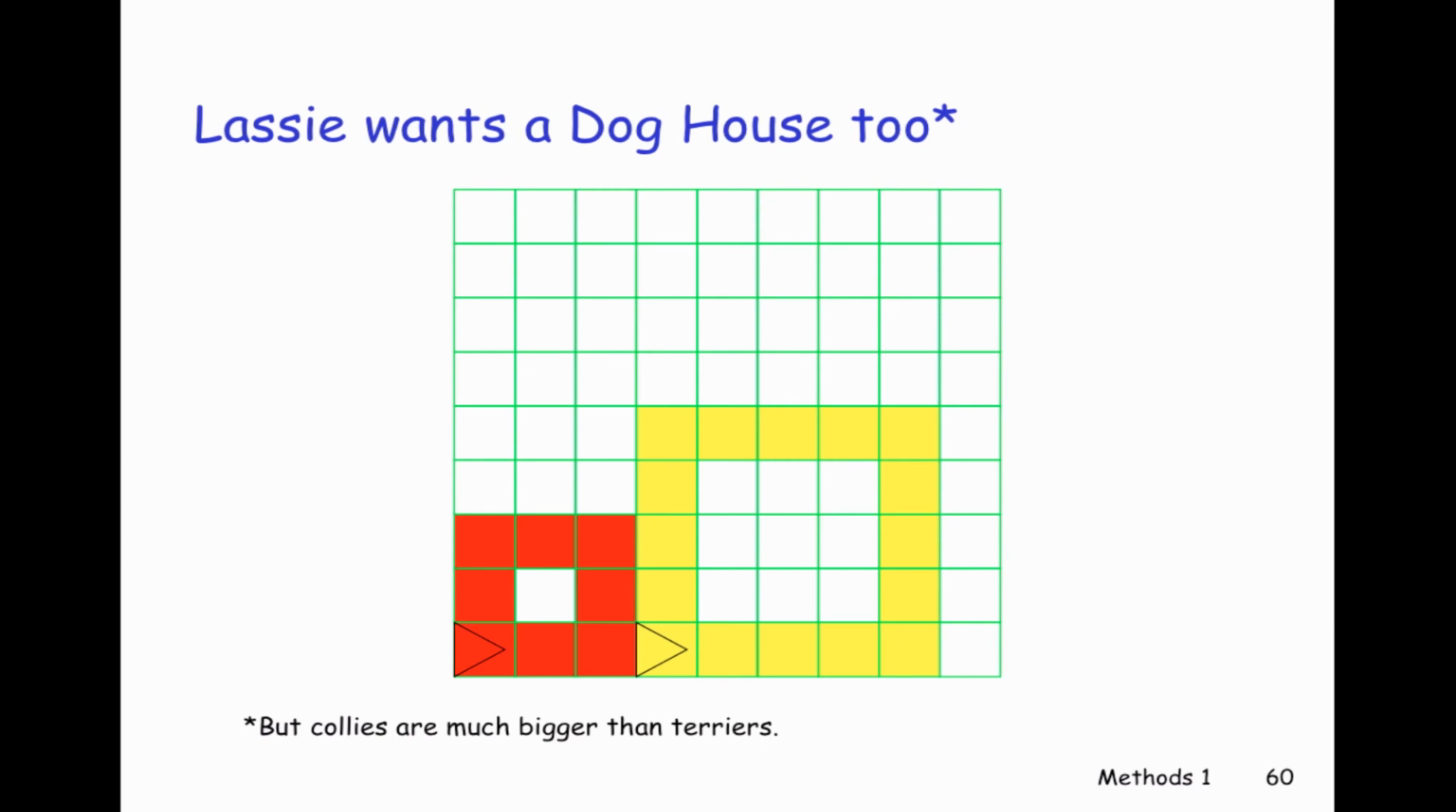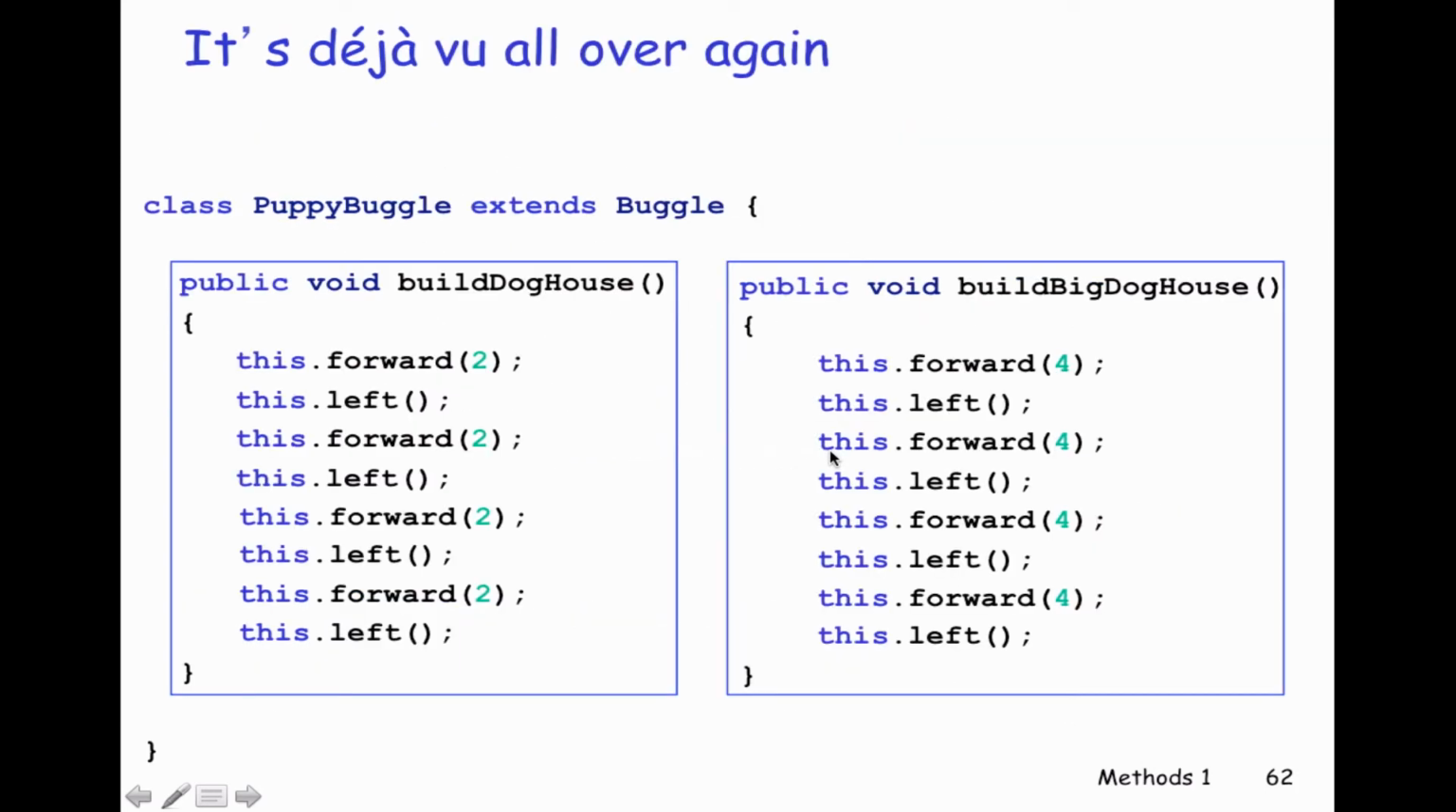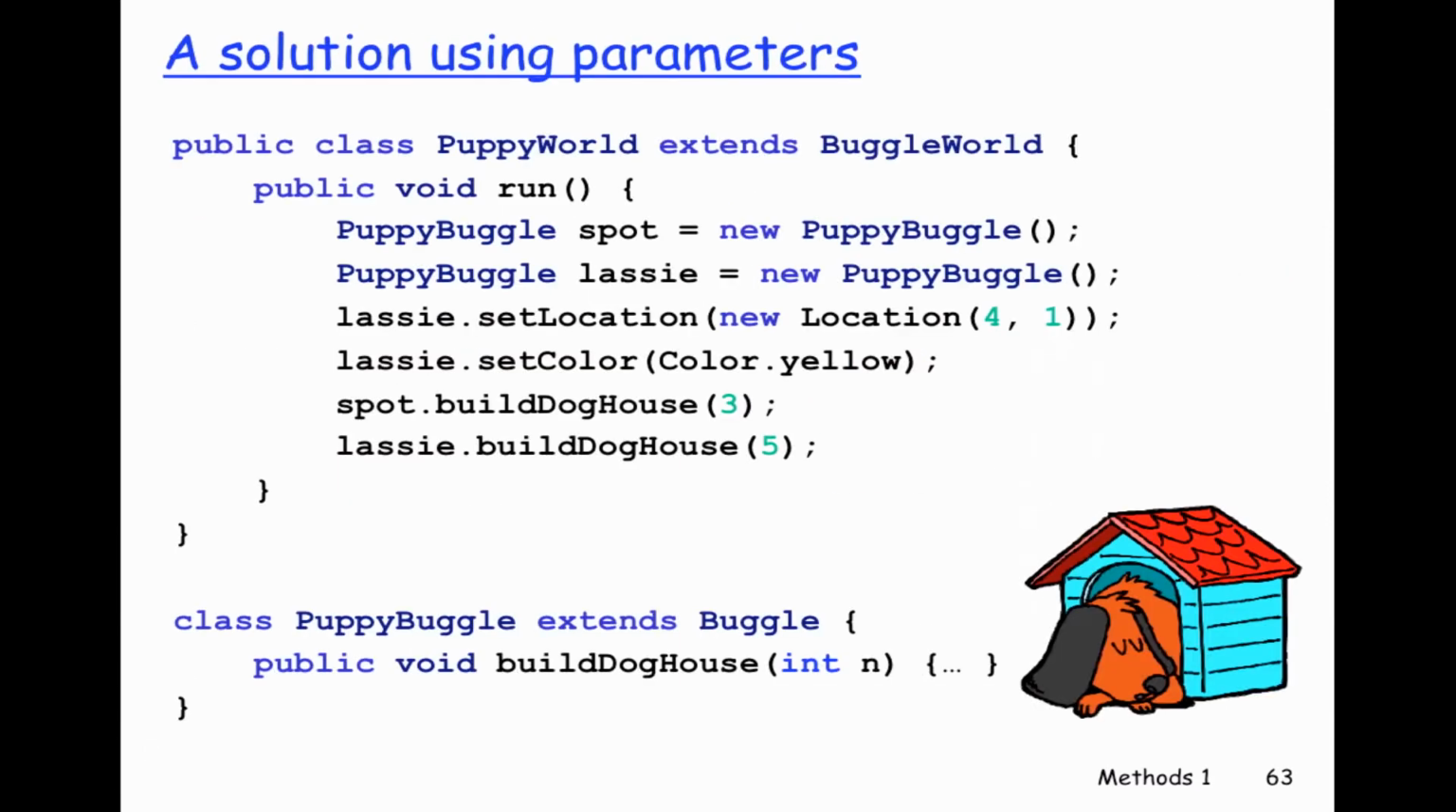Now suppose we want our puppy Buggle to draw bigger dog houses like this yellow one that we see here. Well, one approach is to define a completely different method called build big dog house. And the only difference between build big dog house and the build dog house we saw before is that rather than going forward 2 each time, the Buggle goes forward 4 each time. But that's such a minor difference, and for the same reason we wanted to abstract over the Gobbly-Aloo recipe, we would like to have a single recipe for building dog houses that's somehow abstracted over a property of the doghouse.